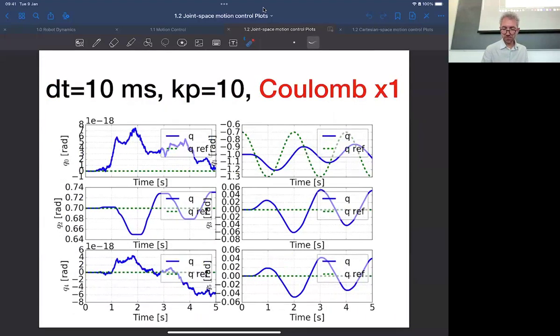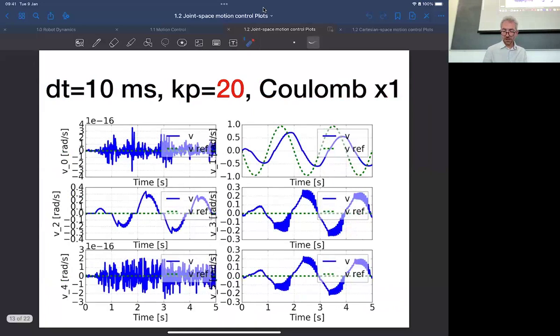Now we can make things even worse by introducing Coulomb friction. So this is a very nasty nonlinear effect that is present in any robotic system, unfortunately. And if you introduce that, of course, it's going to make the tracking even worse. You can try to fight back by increasing a bit the gain from 10 to 20, and it does improve a bit the tracking, but you can already see that even going to 20 introduces these oscillations.